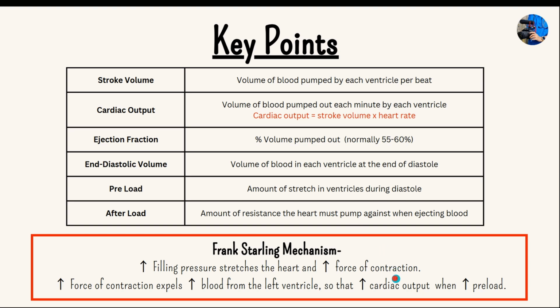Now, this is really where the Frank-Starling mechanism comes in. Again, if you're a beginner, please go watch a different video on this, but as a summary, when you have higher filling pressures stretching the heart, you need higher force of contraction in the heart. That higher force of contraction is going to expel more blood from the left ventricle so that your cardiac output is raised, and from that your preload also becomes raised. So that is a quick summary on the cardiac cycle.